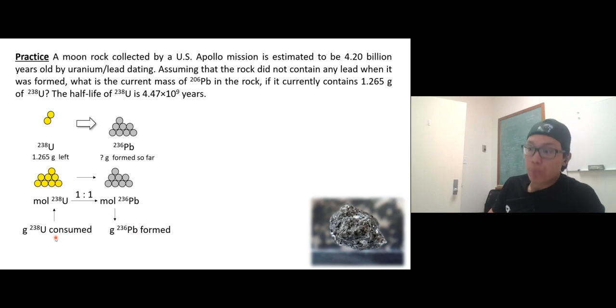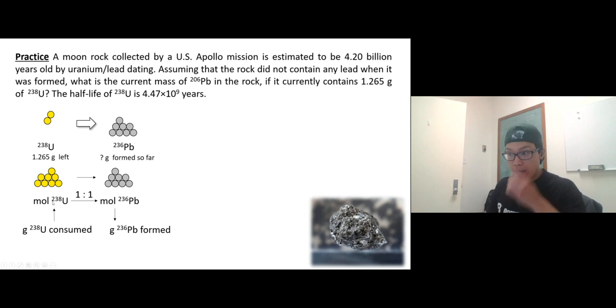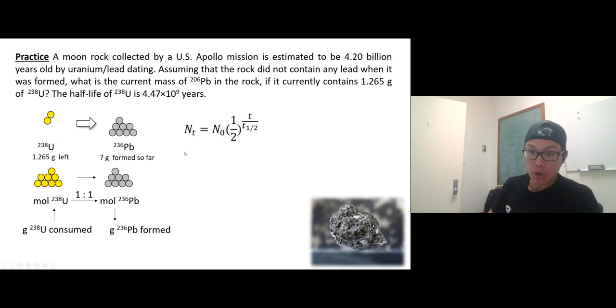You can do this. But the problem is we don't have the uranium that is consumed. All we have is the uranium left over. Well, what else do we need to find how much uranium has decayed? The total uranium, right? If we have the total uranium, we subtract how much we have left, and that's the uranium consumed. How do we find the total uranium though? We use the half-life equation.